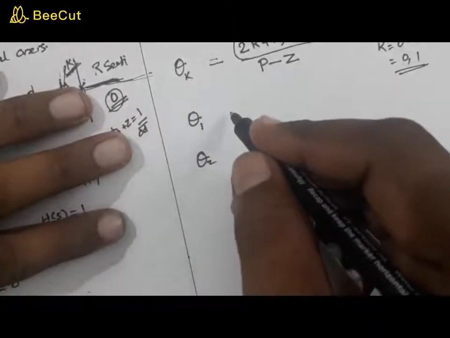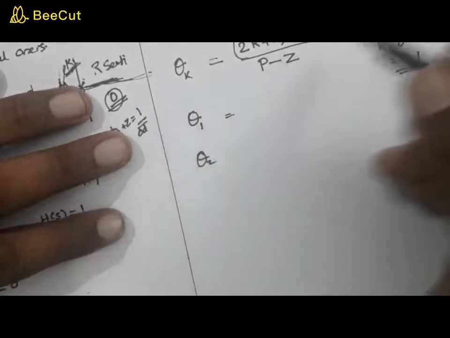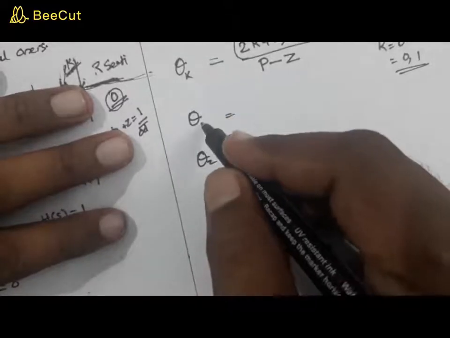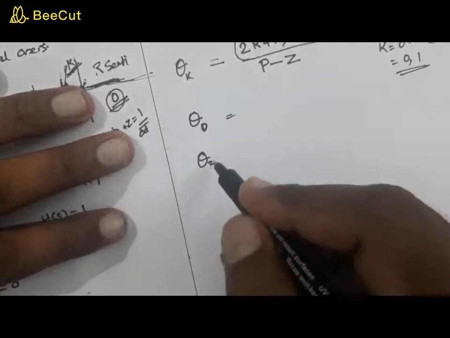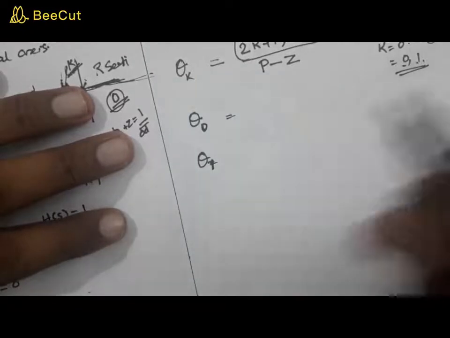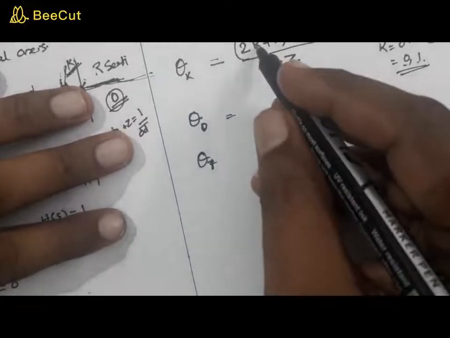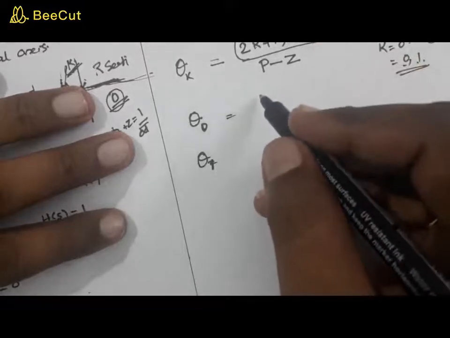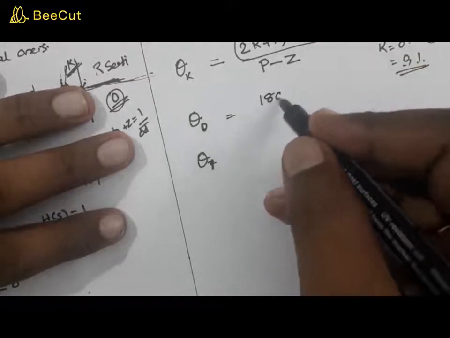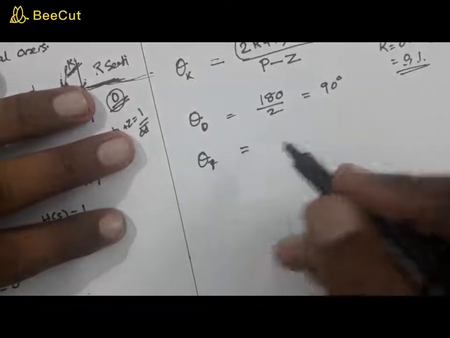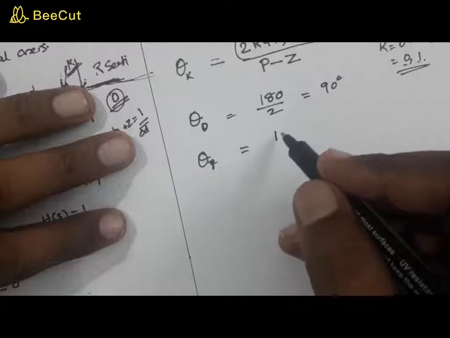So in this case, k is equal to 0 and 1. Theta 0, putting k equal to 0, you will get 180 by 2, which is 90 degrees, and theta 1 you will get as 180 into 3 by 2.